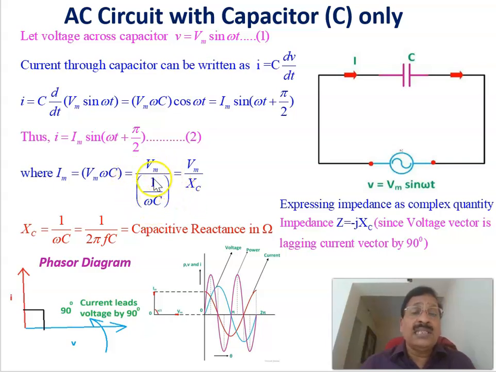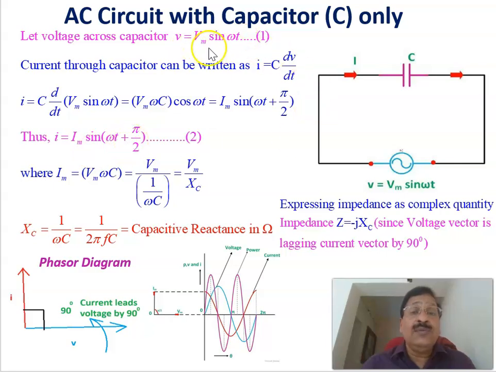1 by omega C, or 1 by 2 pi fC, we call the capacitive reactance Xc. Therefore, the maximum current Im equals Vm divided by Xc, where Xc equals 1 by omega C. Thus the current I equals Im sin omega t plus pi by 2.